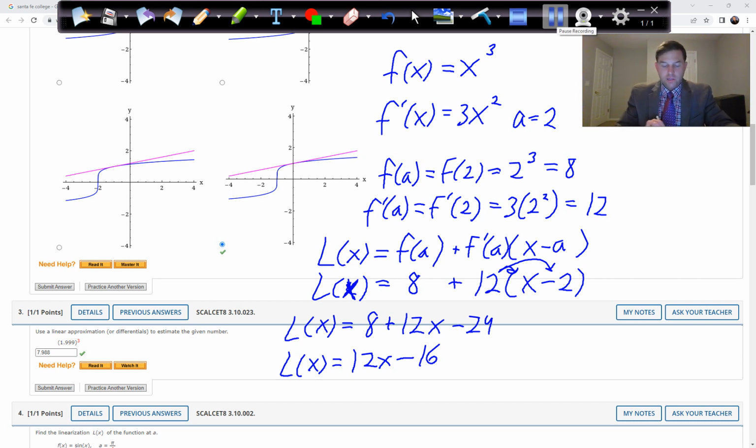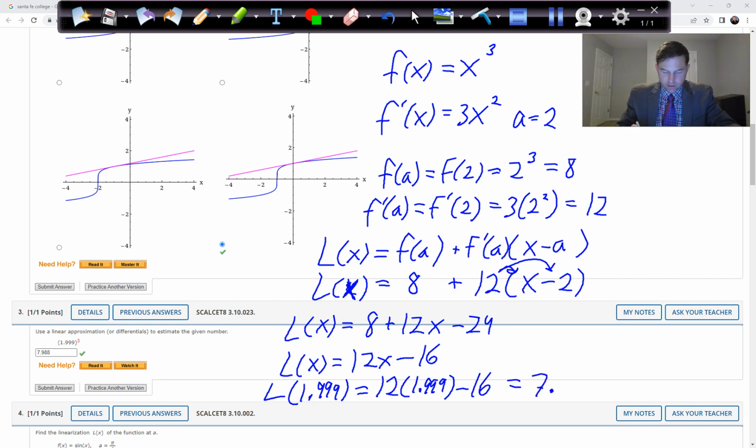Okay, now we're going to plug in the number they actually used. They didn't use 2, they used 1.99. So we're going to plug 1.99 into this straight line equation. 12 times 1.99 minus 16, and if you do that, you should get 7.88. And again, you can check that on your calculator, type 1.99 raised to the third power, and you will get a number very close to this one. And that would be the answer for problem 3.